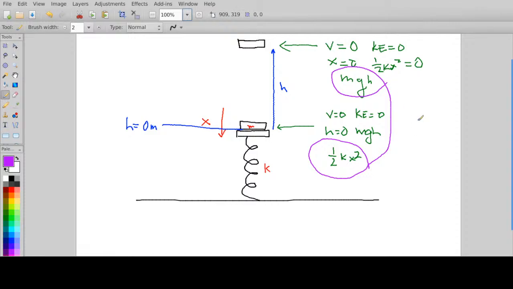If I were to ask about any of the details, like say right here, this could be very complicated, because at some fraction of the way between the top and the bottom, you're going to have all three. The velocity is not going to be 0, because it started to move.